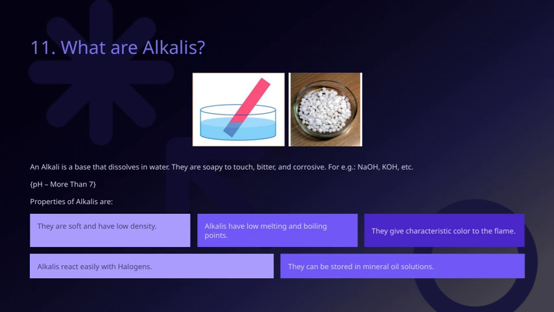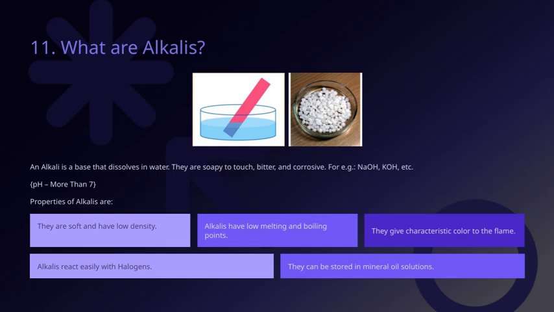They are highly reactive, especially with halogens, which are elements like chlorine, bromine, and iodine. This reactivity is a key point because it shows how alkalis can easily form compounds with these elements. In terms of physical properties, alkalis tend to be soft and have low density. This softness means they can be easily cut or shaped, and their low density makes them lighter compared to many other materials.